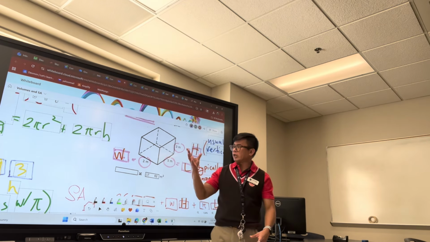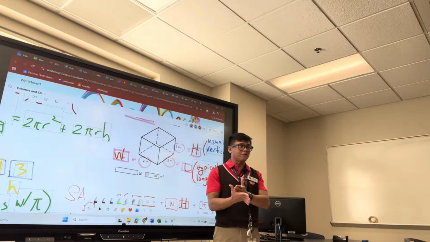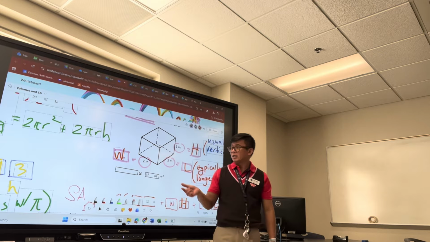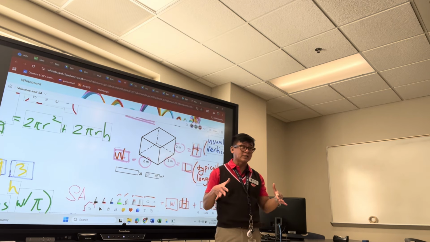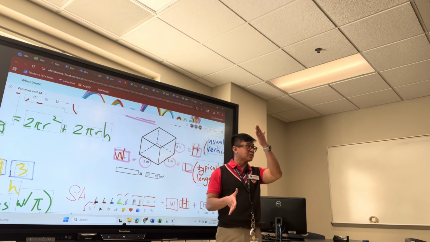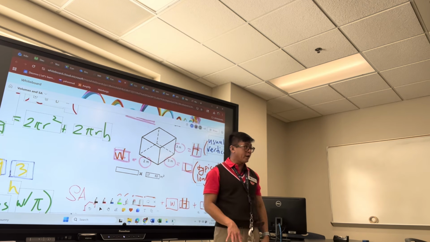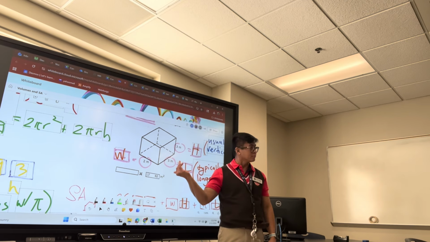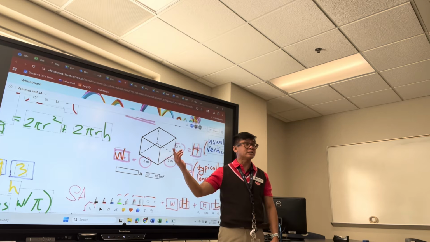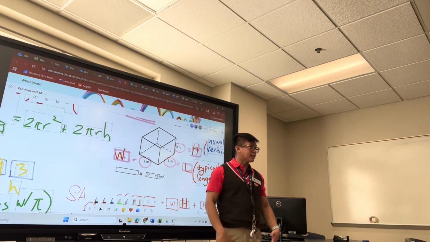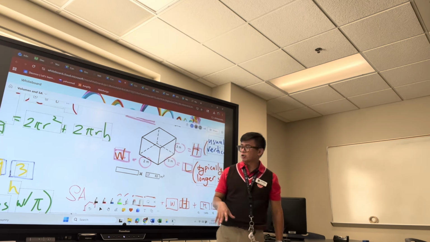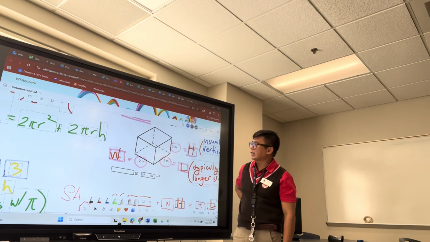So again, on a prism, how do you know the difference between the length, the width, and the height? Well, length signifies the longest. Height signifies the tallest, right? The perpendicular, the vertical. And the width is always how big it is, and typically shorter than the length, okay? So that's the volume for a prism.